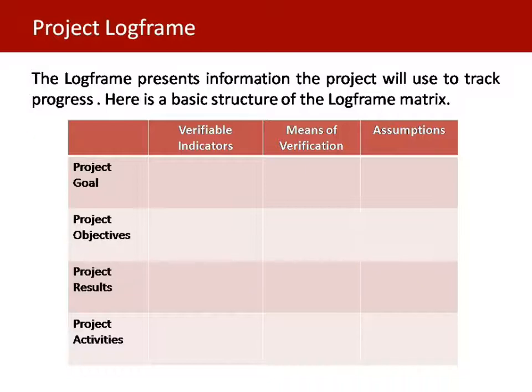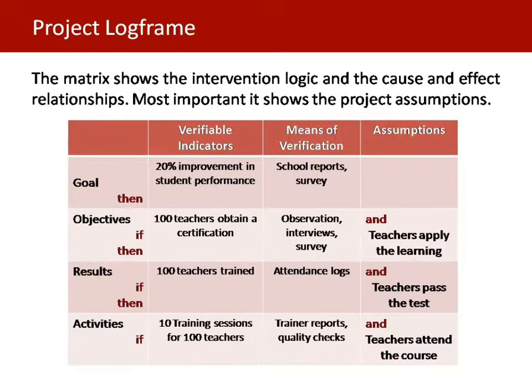It's usually a 4x4 matrix where on one side we have all the information of the project structure: the goal, objectives, the results, and activities. And we also have the levels of the indicators, means of verification, and assumptions. What this means is that for every level that we have horizontally, we need to have the same level information vertically. So for every goal, objective, result, and activity, we need to have indicators, verifications, and assumptions. Let's see an example.